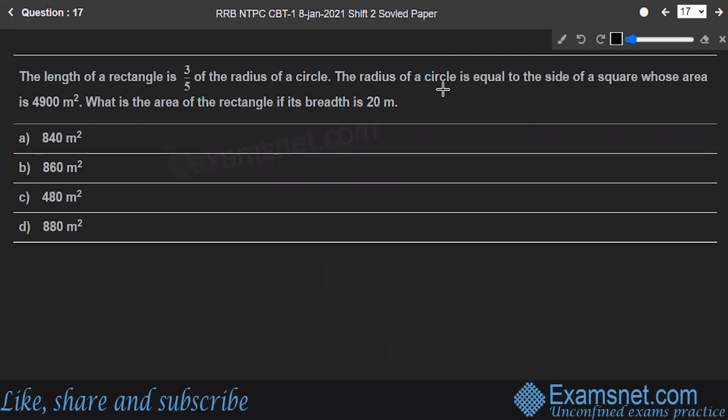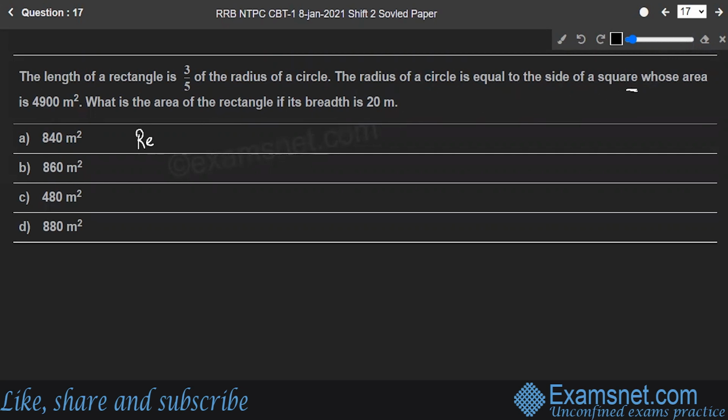The length of the rectangle is 3/5 of the radius of the circle. If the radius of the circle is equal to the side of the square, whose area is 4,900 meters square, then what is the area of the rectangle if its breadth is 20 meters? So actually this is a jumbled question. You are told the length of the rectangle is 3/5 of the radius of the circle. Radius of the circle is equal to the side of the square.